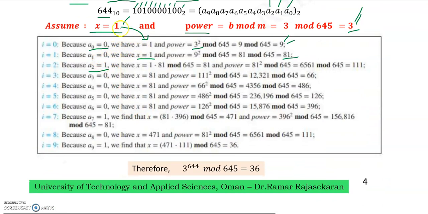So I take the assumed value of x. Here also this value is 0. So I take the previous value which I have, that is x is equal to 1. Now here a2 is equal to 1. You see here a2 is equal to 1. So now what I have to do by algorithm, I have to find the new x.